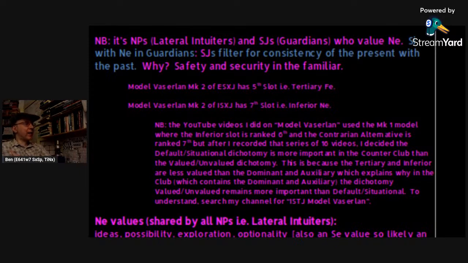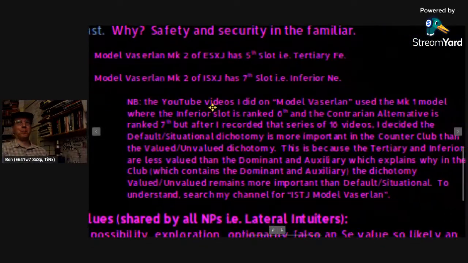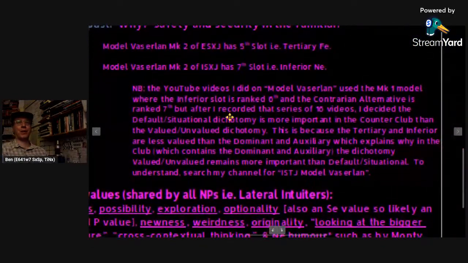Now, it's NPs, lateral intuitors, and SJs, guardians, who value SE. No, they value NE, Ben. SI with NE in guardians. SJs filter for consistency of the present with the past. Why? Safety and security in the familiar. So, model Vaserlan, ESFJ has the fifth slot, i.e. tertiary FE.